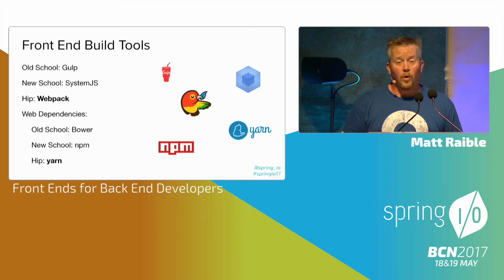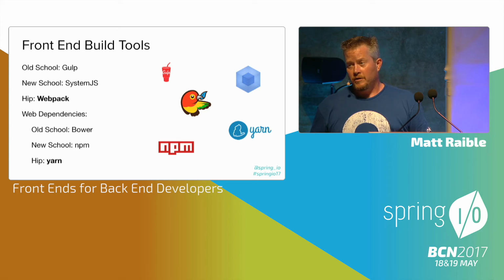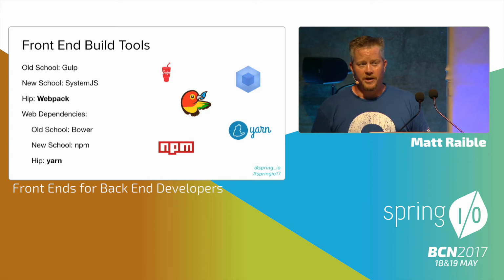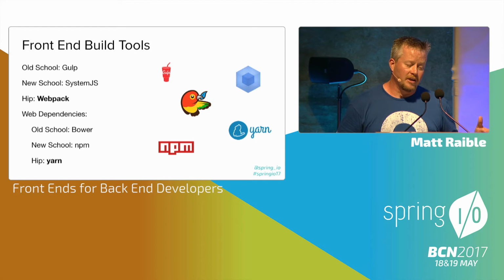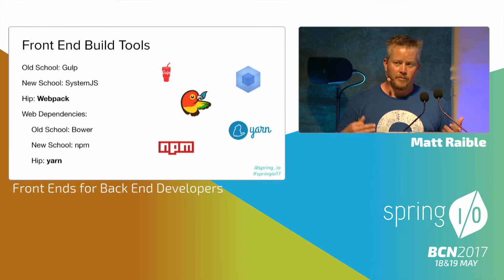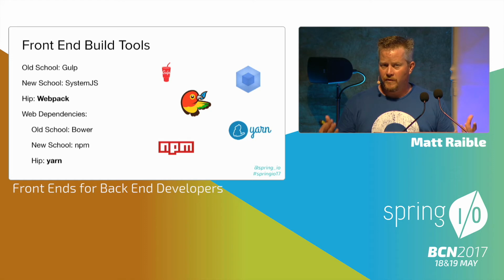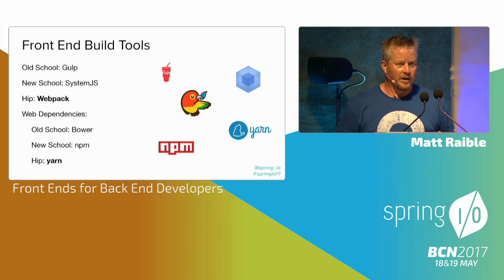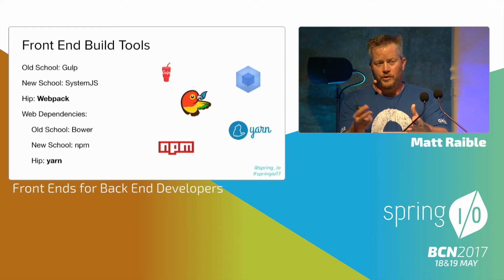The old thing was Grunt. That's gone now. You can forget about that. Gulp is still kind of old. The new one that a lot of the Angular examples use is System.js. But the Angular CLI and a lot of modern projects that have been updated and refactored in the last 6 months are using Webpack now. And Webpack gives you a lot of abilities to do like code splitting and basically takes anything, whatever it is, and outputs whatever you want.